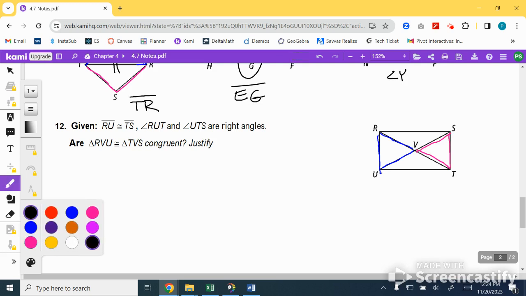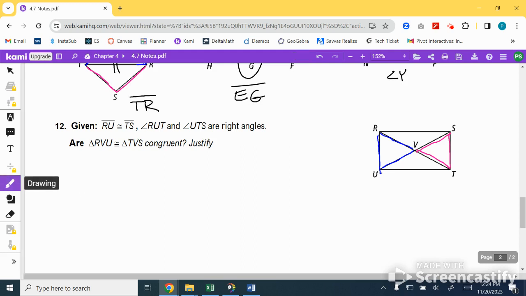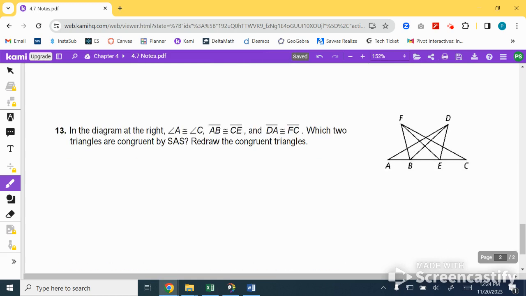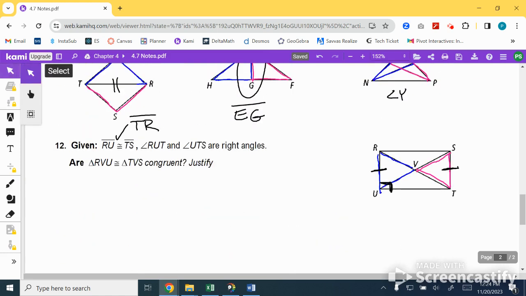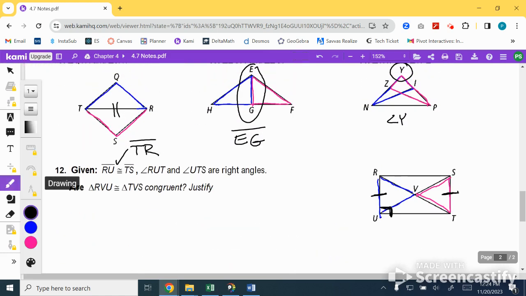So when you have a question like this, you have got to make sure that you are marking your diagram. So first thing I see is line segment RU is congruent to line segment TS. So here's RU congruent to TS. So I've marked my diagram. Got that. And then it says triangle RUT. So RUT is this angle right here, and UTS is this angle right there. I'm going to go ahead and mark that.